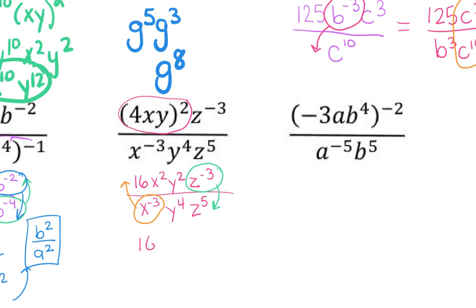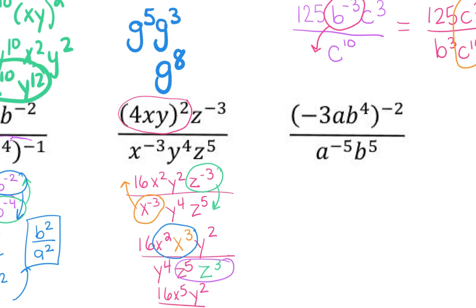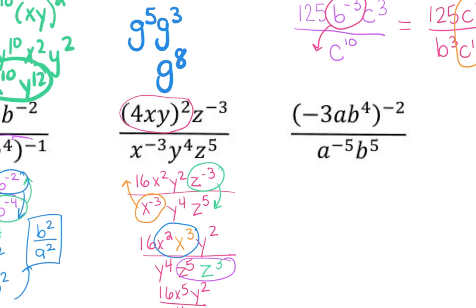Now I have 16x squared. Brought my x to the 3rd up. I have y squared divided by y to the 4th, z to the 5th, and then I brought my z to the 3rd down. Now I am going to combine x squared and x to the 3rd. So I have 16 x to the 5th, y squared. I'm also down here going to combine my z's. So this is y to the 4th, and then I have z to the 8th power.